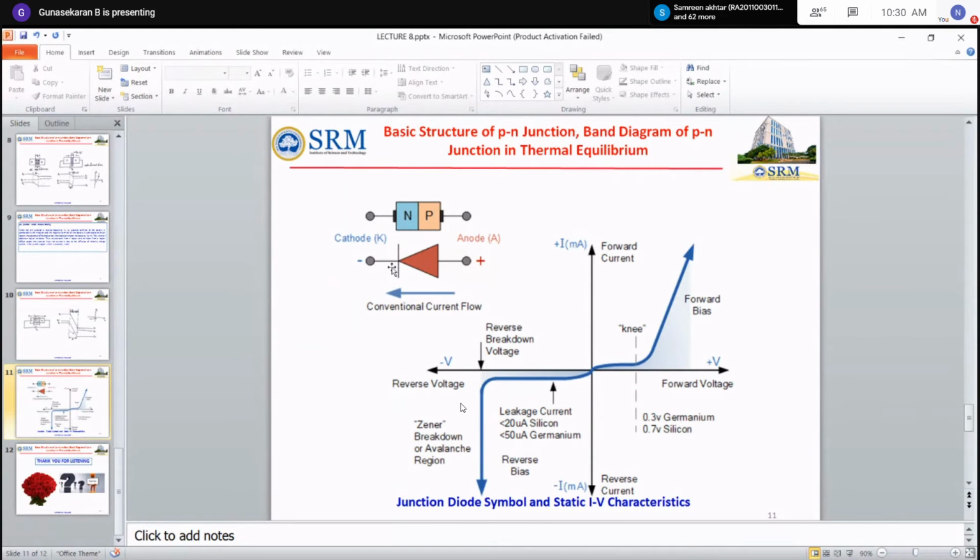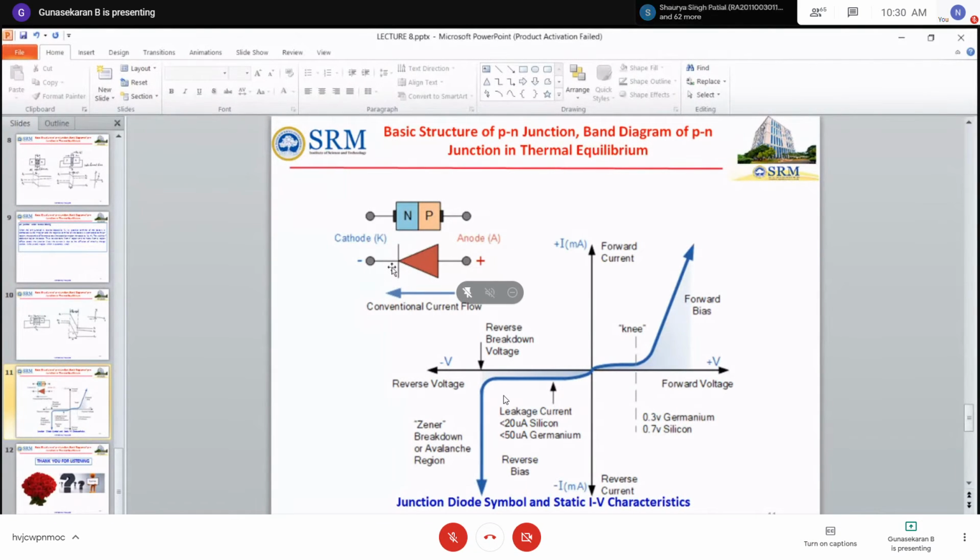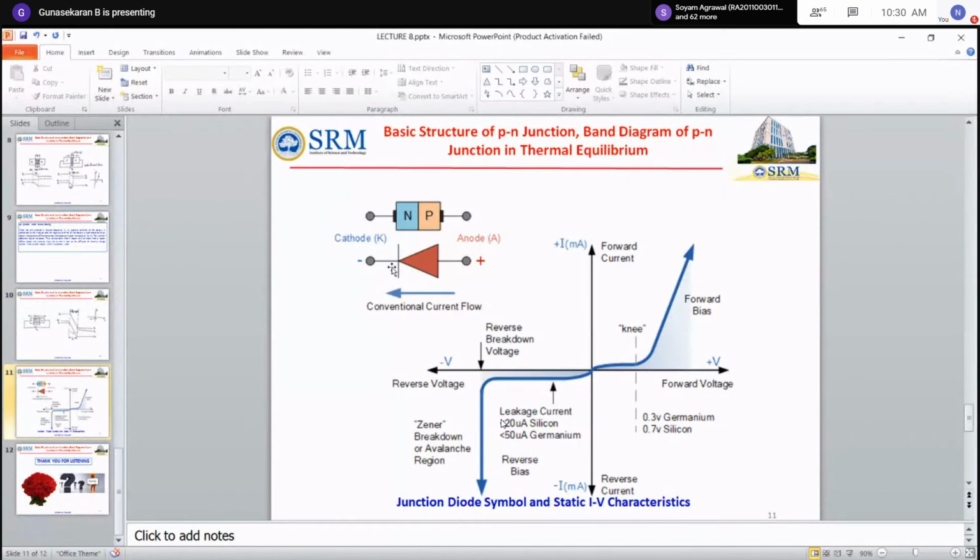Anything else more here? Any doubts? No, sir. What is the knee? That is the saturation voltage. That is where your current increases enormously. See here, at this stage the forward current suddenly increases. That point is the knee voltage. Knee voltage. Okay. Any other doubts?